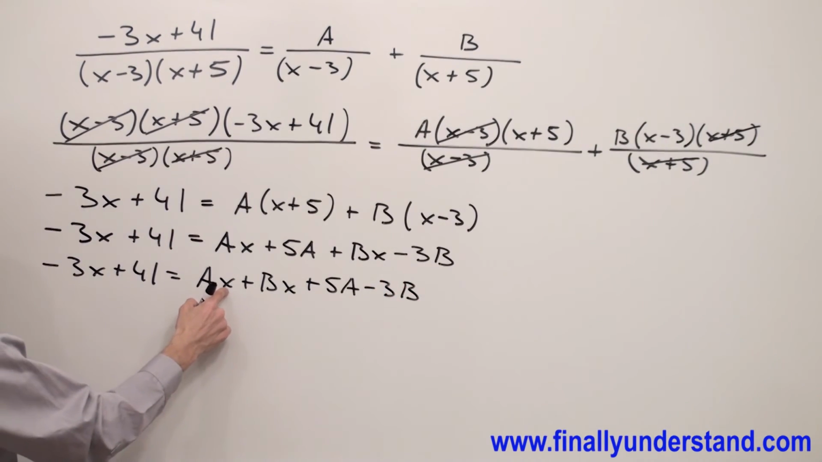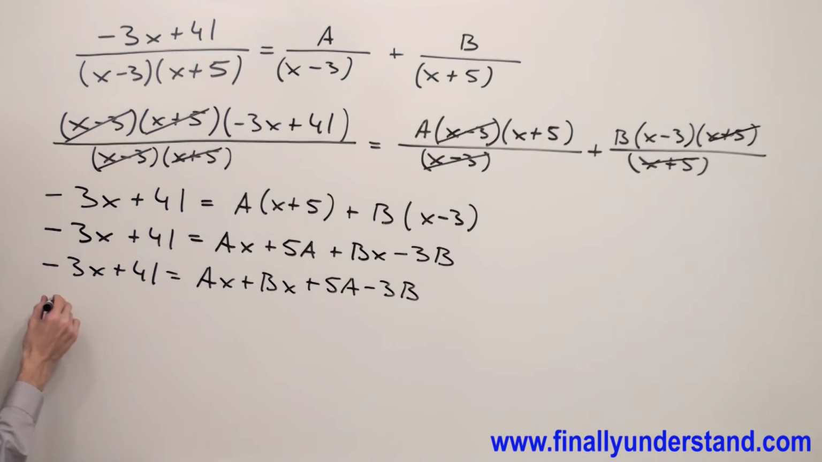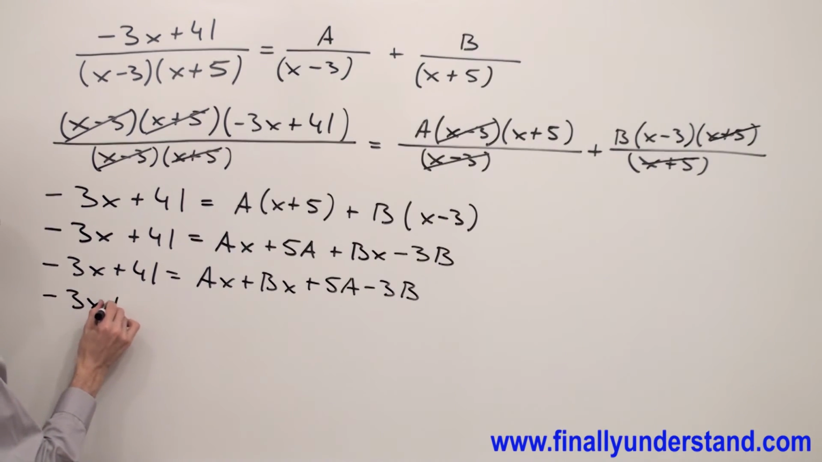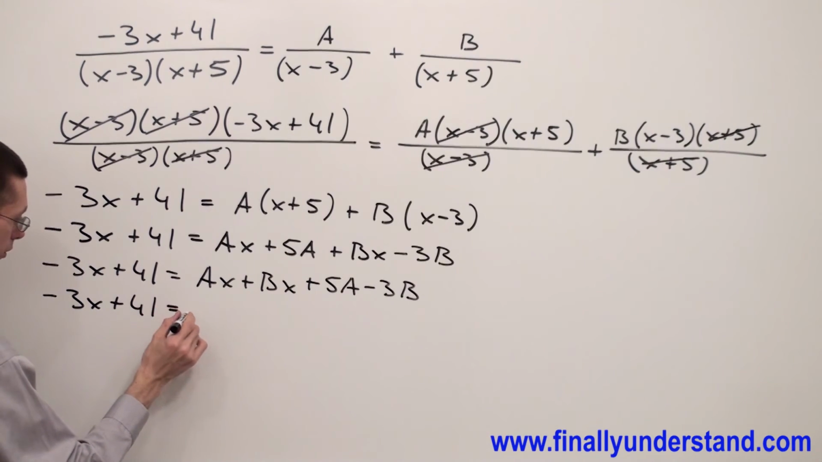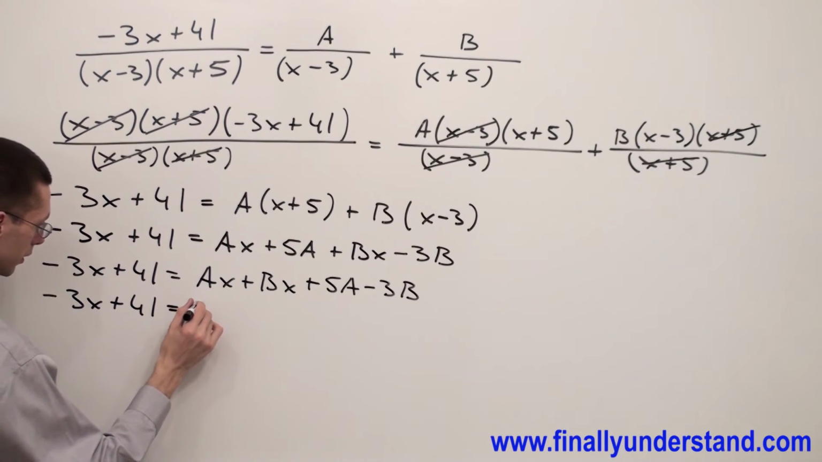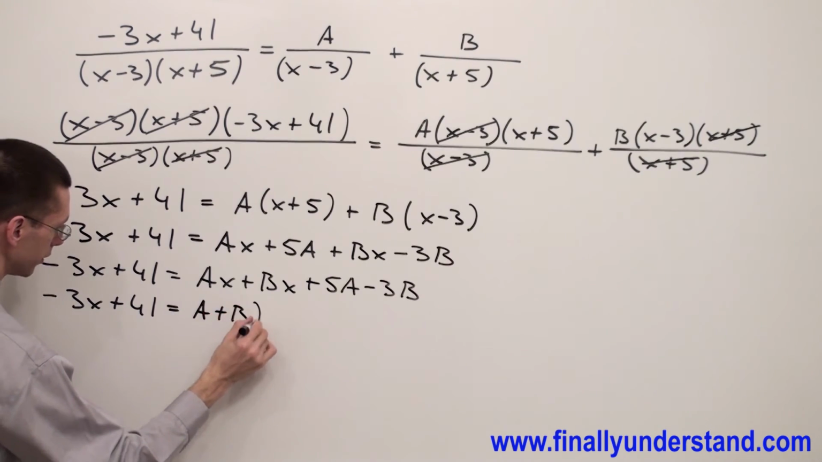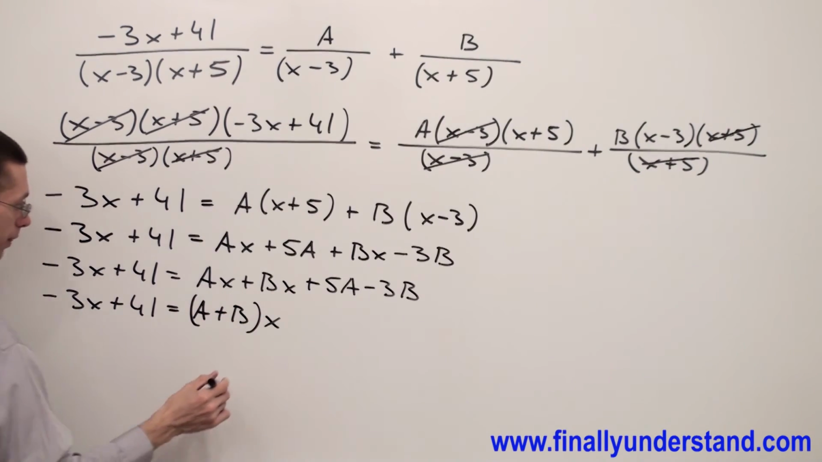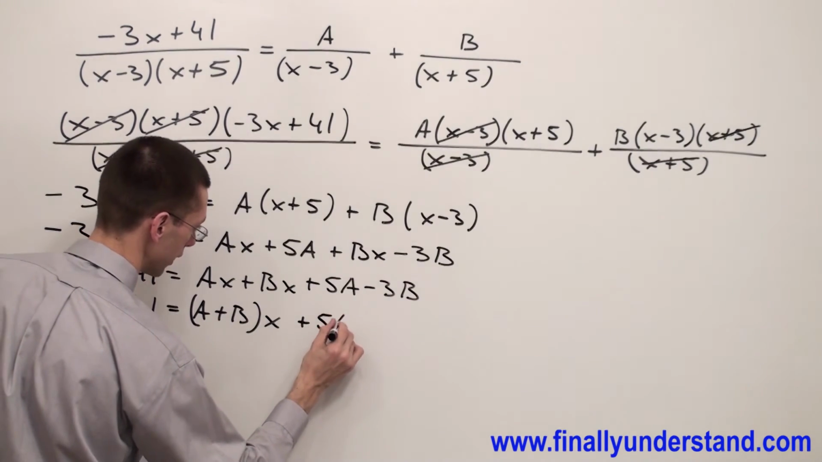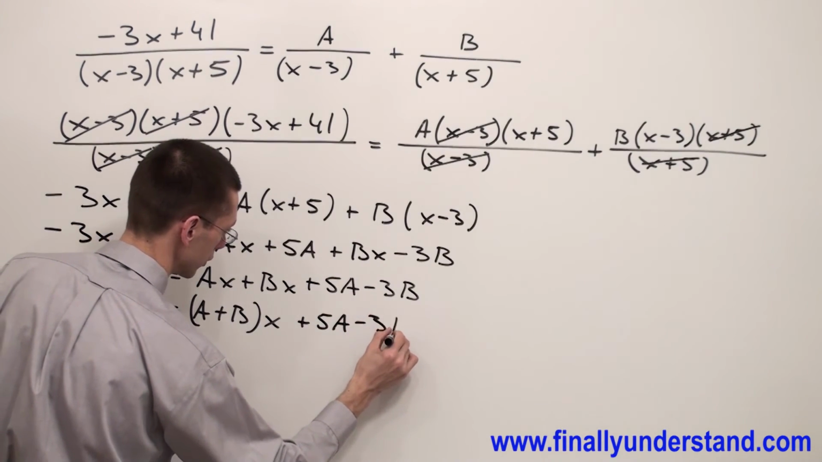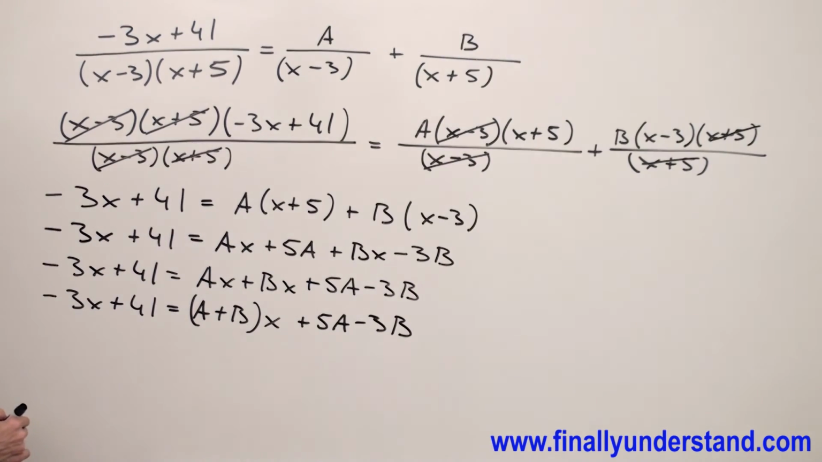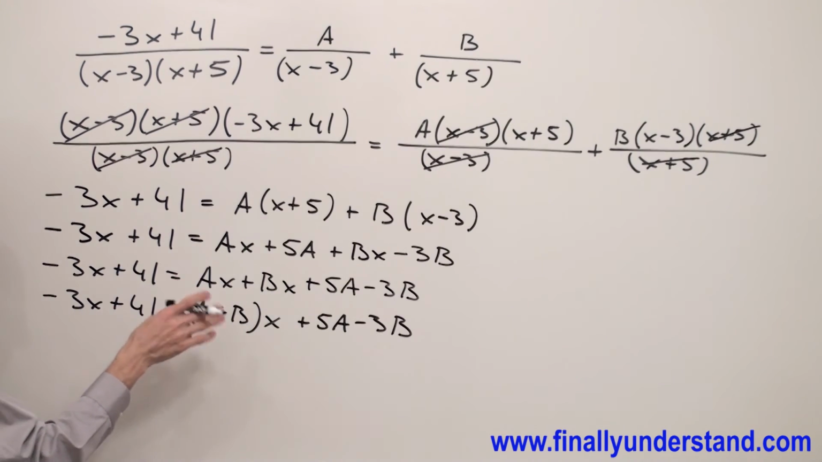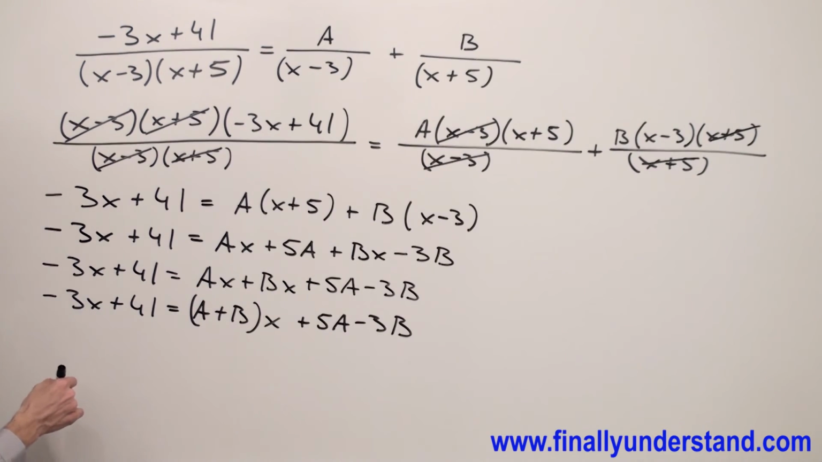Next, we're supposed to factorize x. Over here, I'm going to have minus 3x plus 41 equals a plus b times x plus 5a minus 3b. Next, please keep in mind that the left side of the equation has to be equal to the right side of the equation. That's why the coefficients next to x are supposed to be equal and the constants are supposed to be equal.